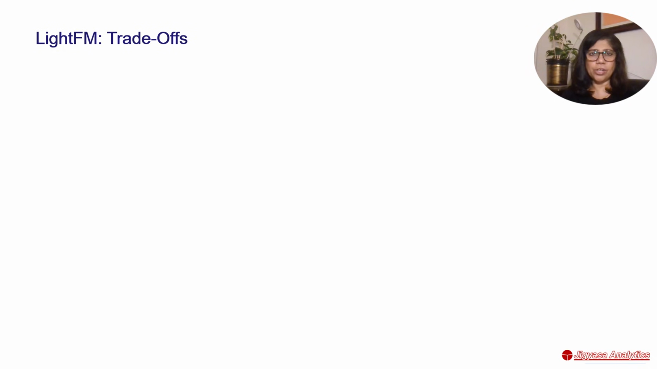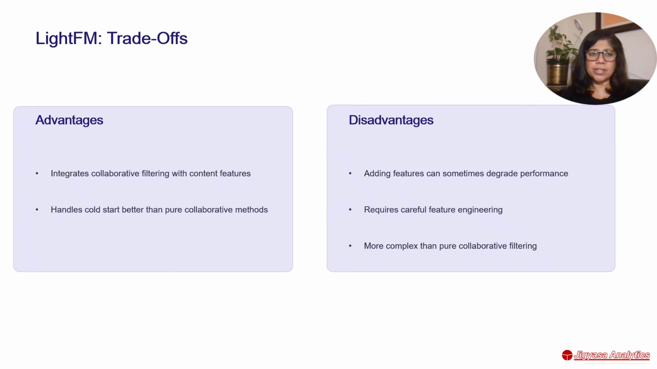The LightFM model also has some advantages and disadvantages. One advantage is that it is a mixture of item-item filtering and content-based methods. So both user behavior as well as item and user features can be incorporated into the same model. Secondly, since it uses latent factors, it can handle cold start better than other methods. This is because LightFM also learns embeddings for individual user and item features.